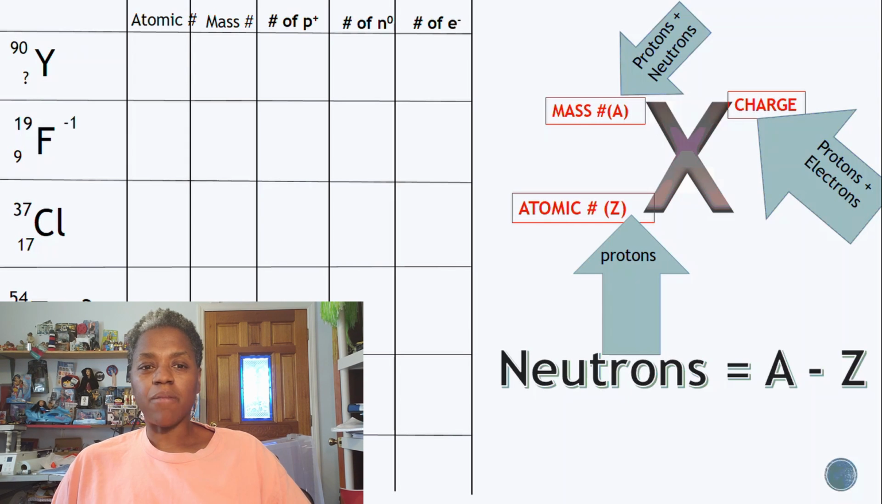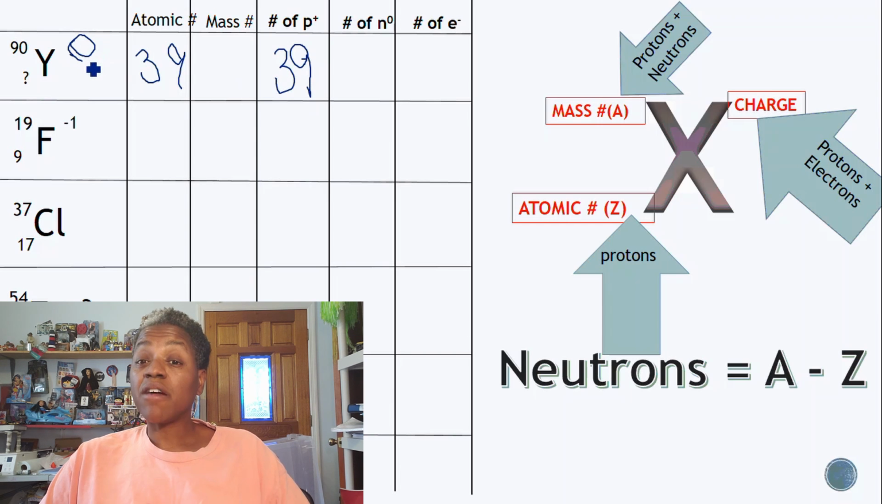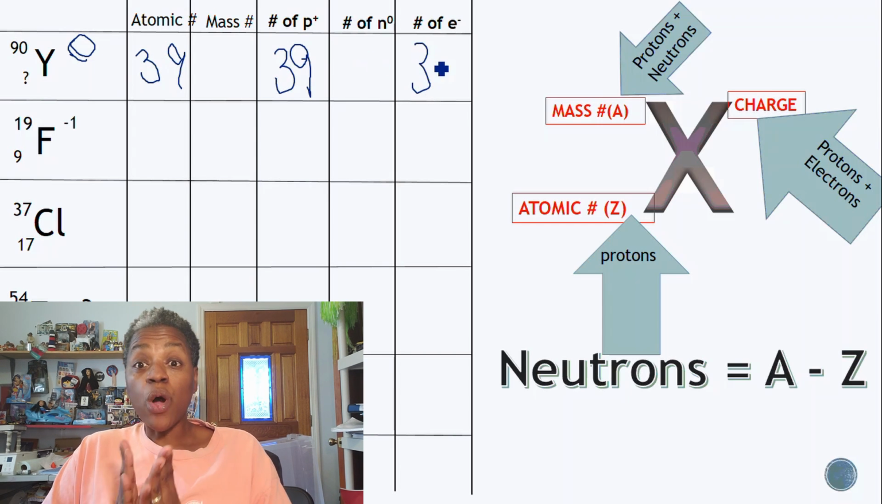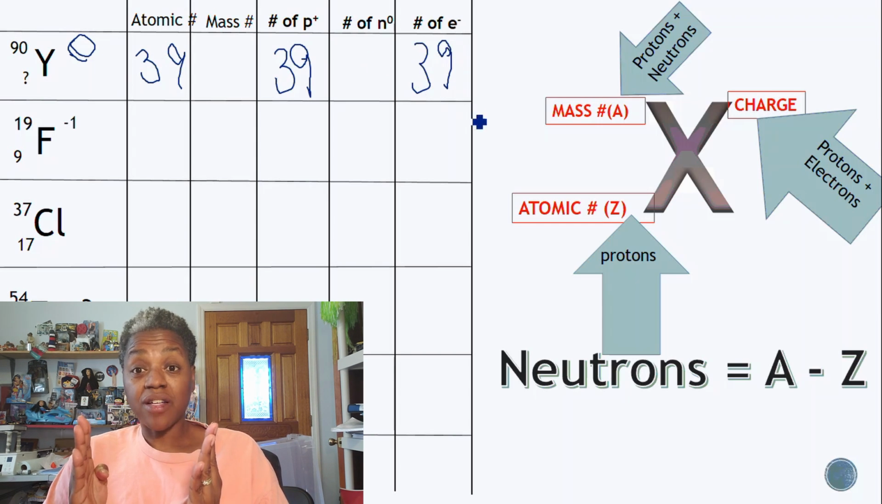So here we have an element Y. Element Y is yttrium, and when we find yttrium on the periodic table, its atomic number is 39. The atomic number is protons, so that means it has 39 protons. I look here, there's no charge. The charge is 0, so that means it also has 39 electrons. Because if an atom is neutral, the protons are equal to the electrons.